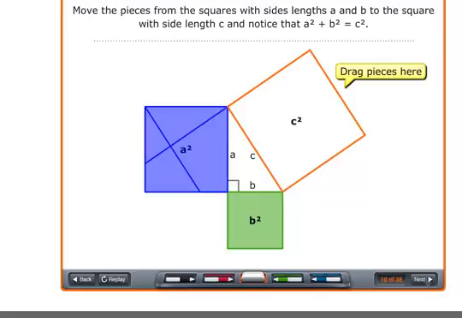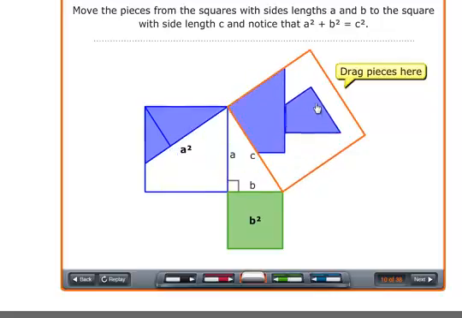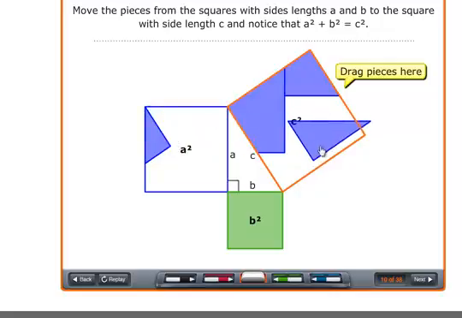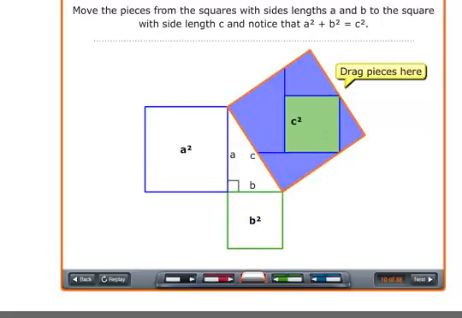Move the pieces from the squares with side lengths A and B to the square with side length C. Okay, so here's, and notice that A squared plus B squared equals C squared. And here's the demonstration. So there's my A squared and there's my B squared. Indeed, it equals C squared.